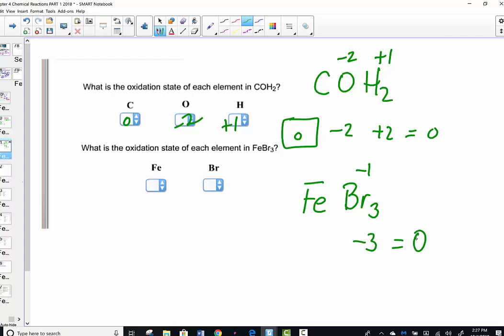Iron lives in the heartland of the periodic table, so I don't know its charge by looking, but I can deduce its charge by creating an electrically balanced compound. So the iron is a +3 and the bromide is a -1. Both are monatomic ions. Rule 2 says they're going to be equal to their charge.